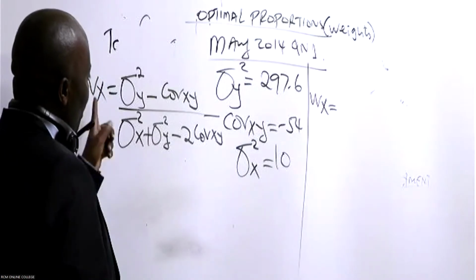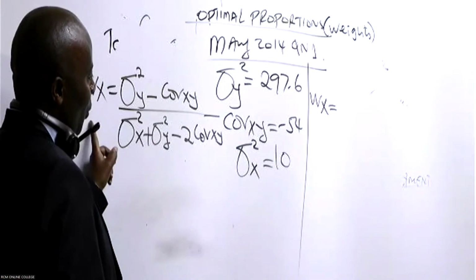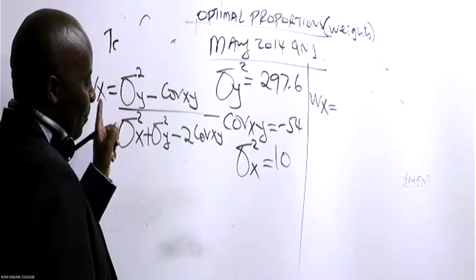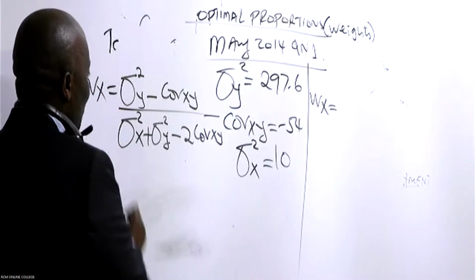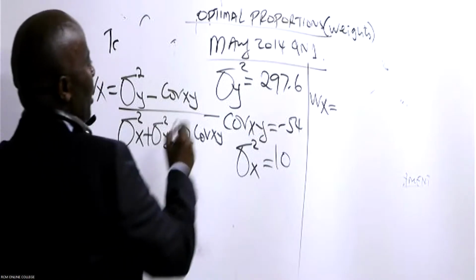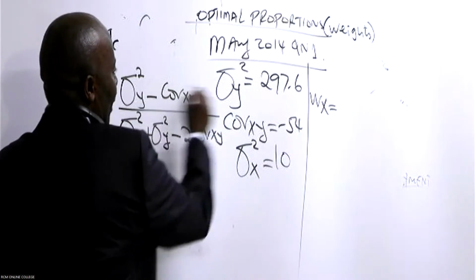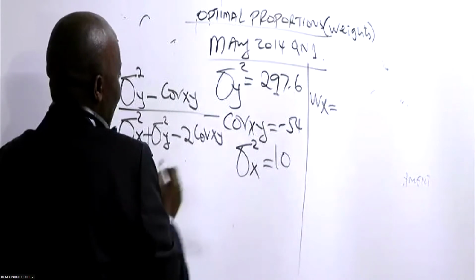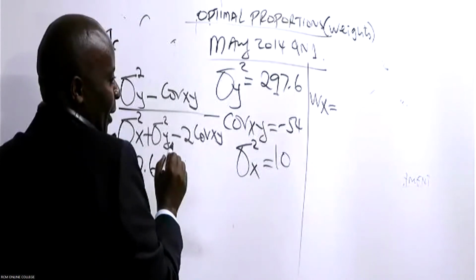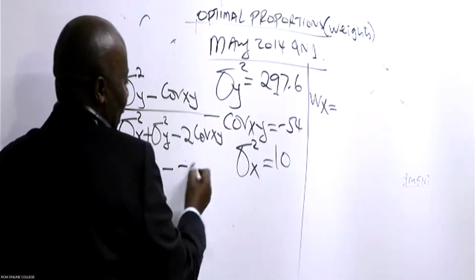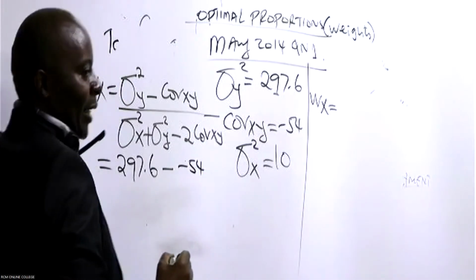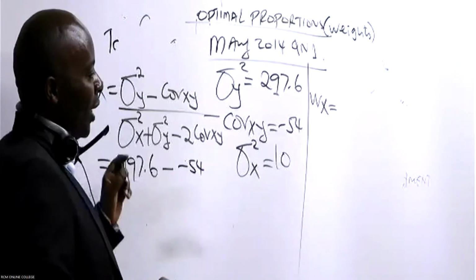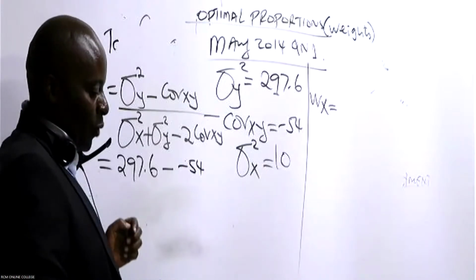So anytime they want us to give them weight of X, we shall always in the numerator start with the standard deviation of Y squared. So like in this question, if I try to plug in, are you able to see the variance of Y? I can see it is here, 297.6, minus covariance XY. Covariance XY itself is minus 54.